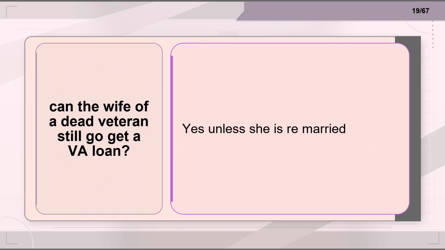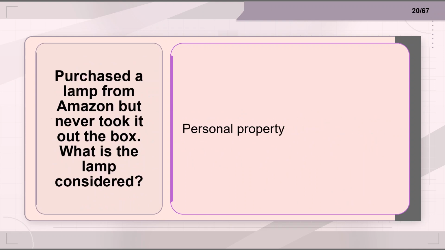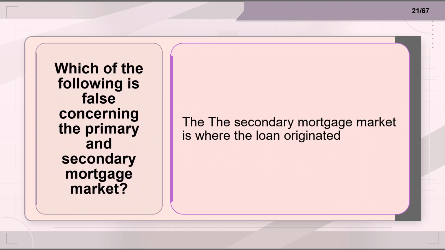Flashcard 19. Term. Can the wife of a dead veteran still go get a VA loan? Definition. Yes, unless she is remarried. Flashcard 20. Term. Purchased a lamp from Amazon but never took it out the box. What is the lamp considered? Definition. Personal property.